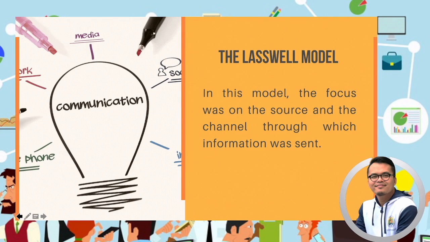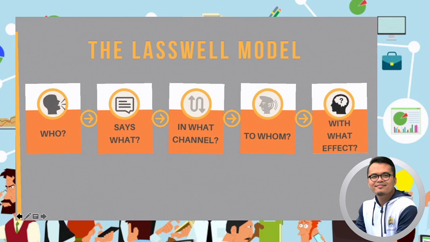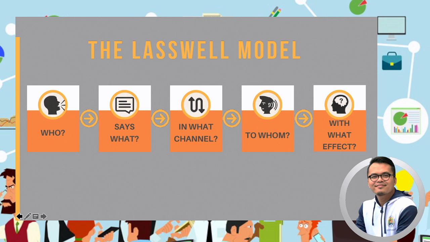The Lasswell Model. In this model, the focus was on the source and the channel through which information was sent. The 5 key elements of the Lasswell model are: Who, which pertains to the speaker or the sender. Says what? The message. In what channel? This pertains to the medium used. To whom? Which refers to the receiver or the audience. With what effect? What is the effect of the message to the receiver? In this model, while effect was taken into consideration, there was no concept of feedback. Hence, it is a linear model.